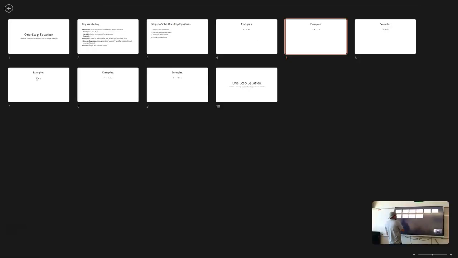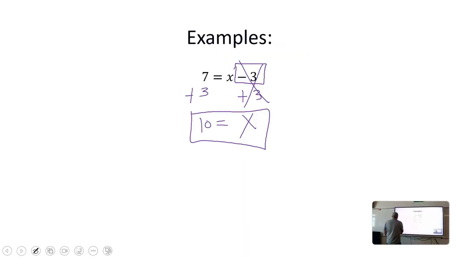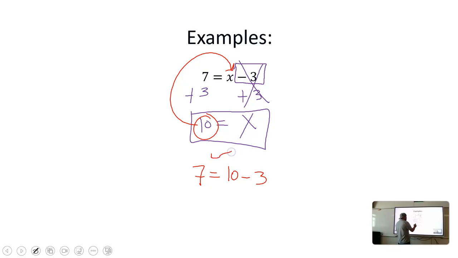Let's go ahead and double check our answer by taking this 10 and plugging it in right here. 7 equals 10 minus 3. And 10 minus 3 is indeed 7. So we got our answer.